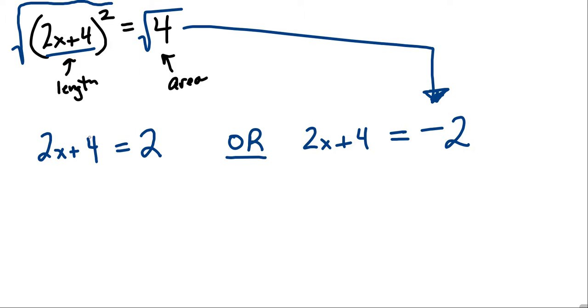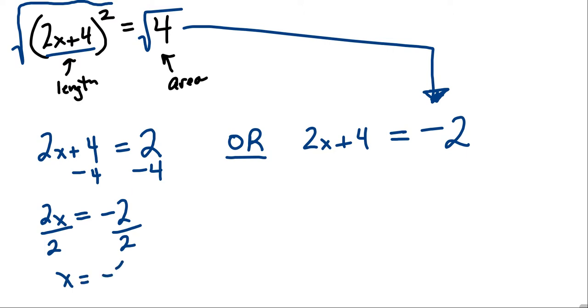I like to go to the left-hand side again. So we have 2x plus 4 equals 2. I'm going to first of all subtract the 4, and we're left with 2x equals 2 take away 4, which is negative 2. Divide by 2, and we get x equals negative 1. There's one possibility.